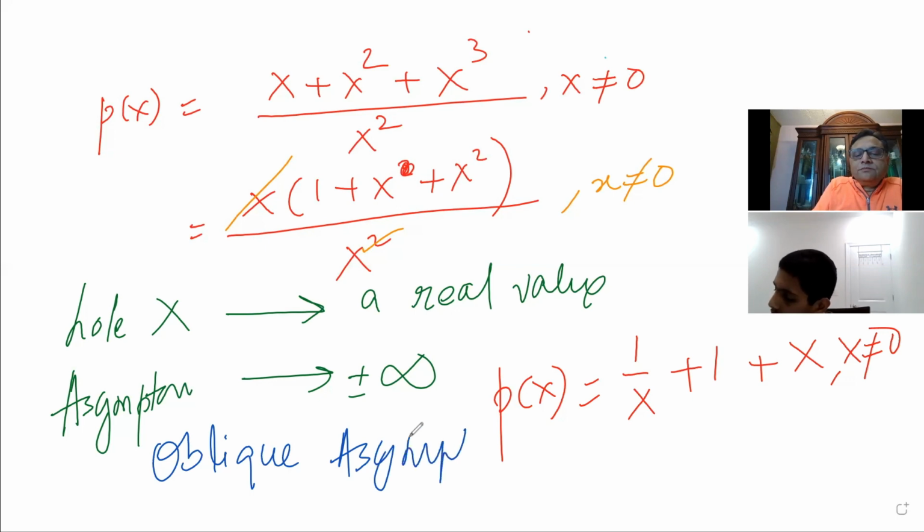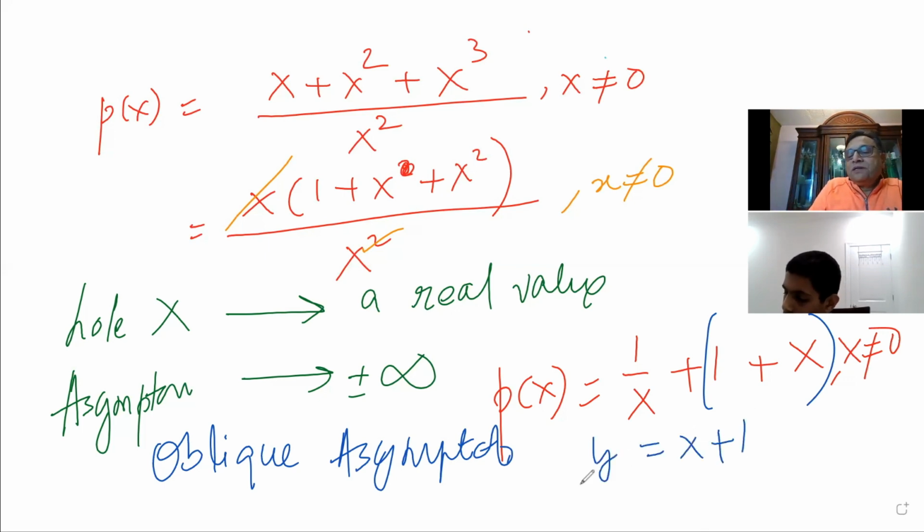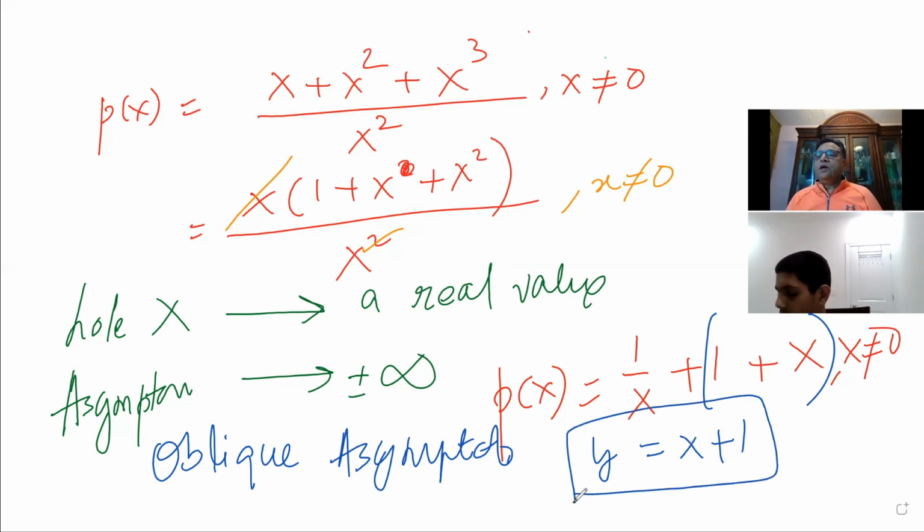x squared plus x plus 1. Do you see? 1 over x is your rational function, which is approaching a line x plus 1. Do you see that? So the oblique asymptote is y equals x plus 1, or you can write 1 plus x. So that is how you have to figure out where the oblique asymptote is, right?